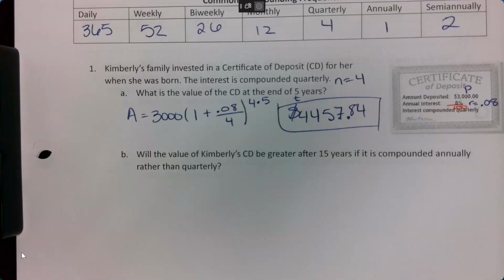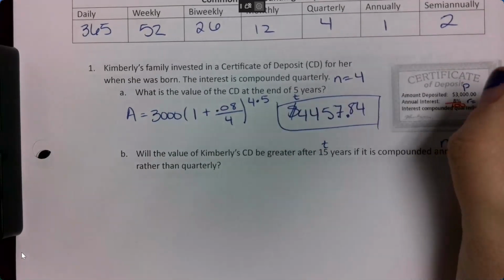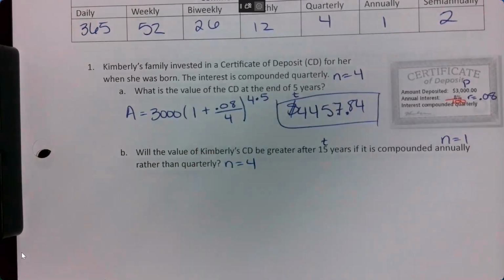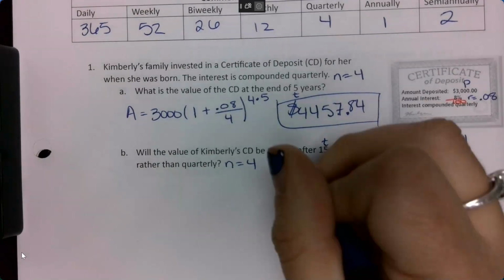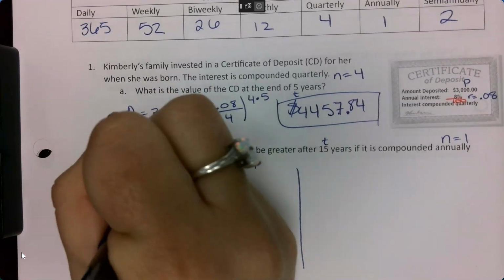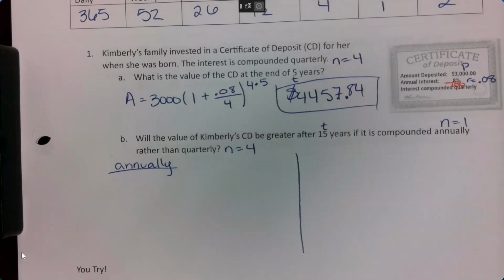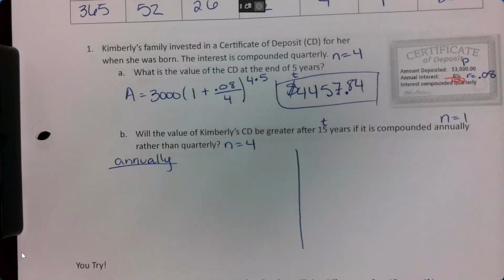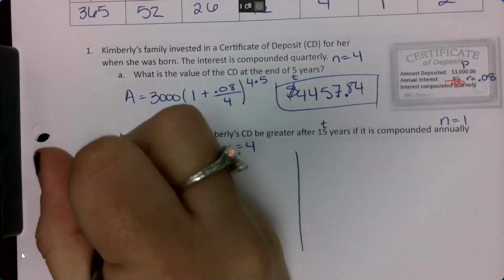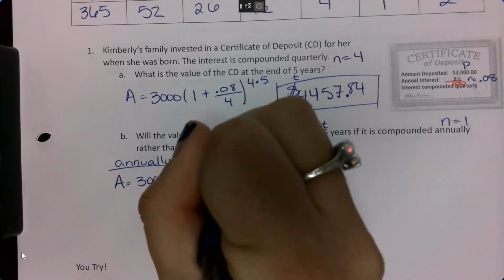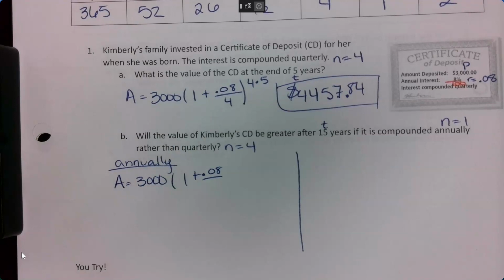Okay, so B wants me to find if it's going to be greater after 15 years if it's compounded annually rather than quarterly. So I'm going to have to do, my time is 15, and I'm going to have to do it twice. I'm going to have to do it with N equals 1, and then with N equals 4. So I'm going to first do the annually. So plugging in, it's still the $3,000. And my interest rate is still 0.08. What is my N for annually? 1. And then I have it to the 1 times how many years in Part B? 15.